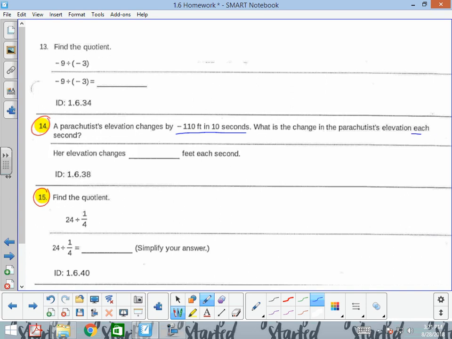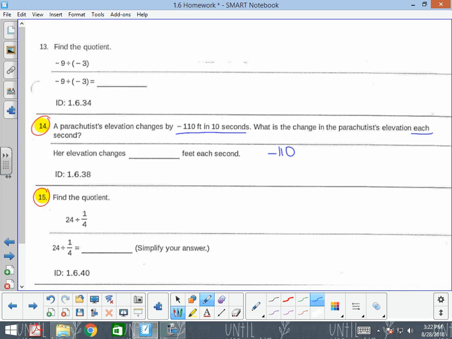So we're going to divide. We want to know how many feet per second that is, so we're going to divide negative 110 by 10. When we divide, that is negative 11. So her elevation changes a negative 11 feet each second.